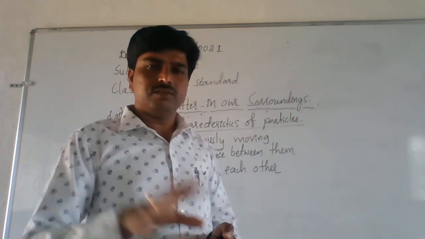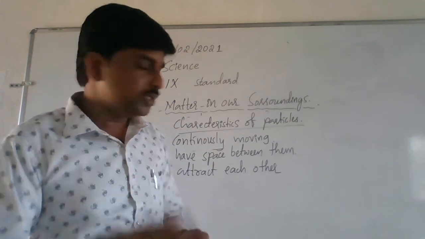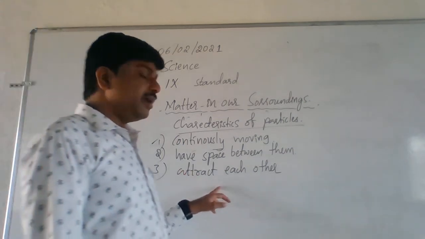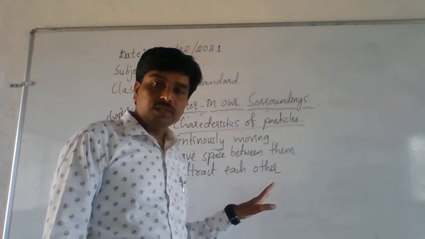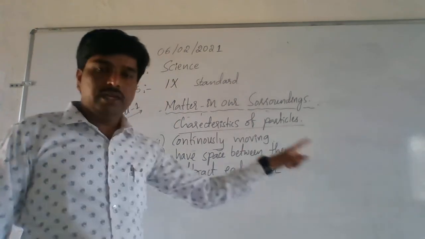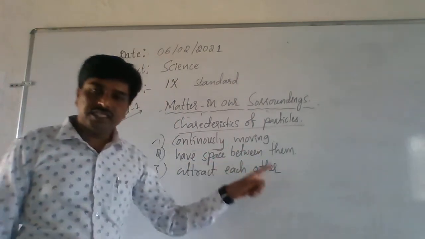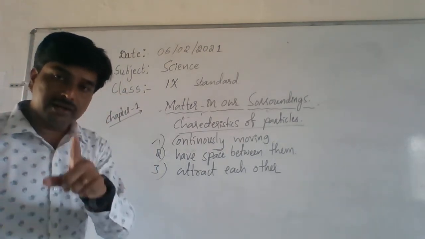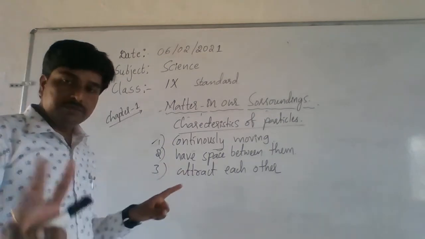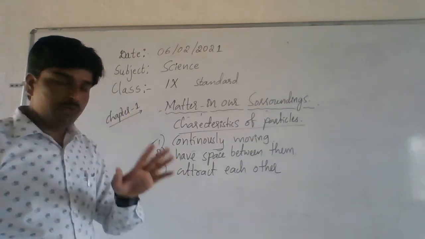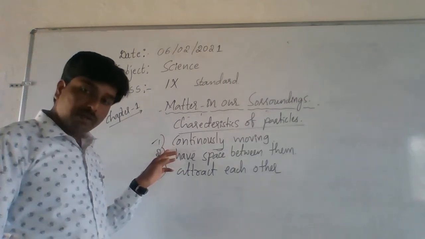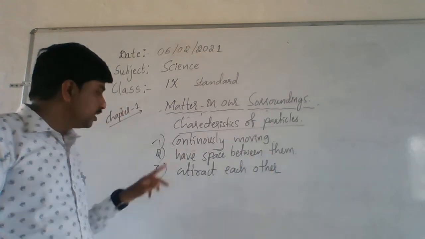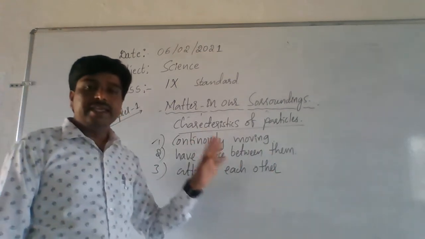This is a very small example. One example is enough to understand this third characteristic of matter: particles of matter attract each other. Clear or no? These are the three basic characteristics of particles of matter. Matter is made up of particles, and particles have certain properties. There are three properties. Remember, I will read them one by one. Particles of matter are continuously moving. Particles of matter have space between them. Particles of matter attract each other.